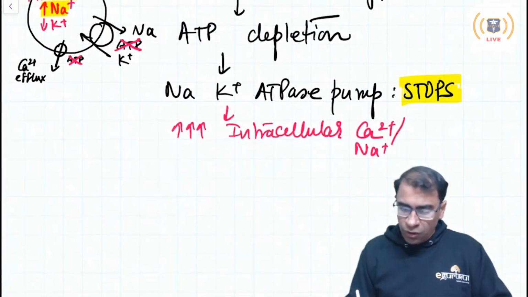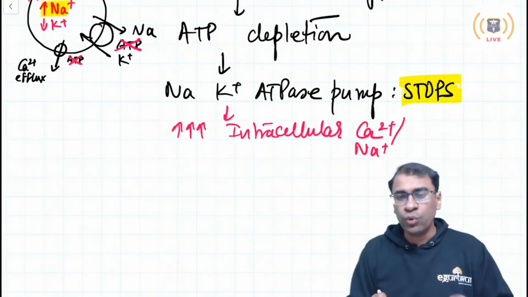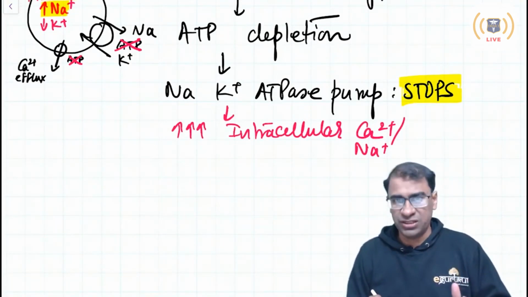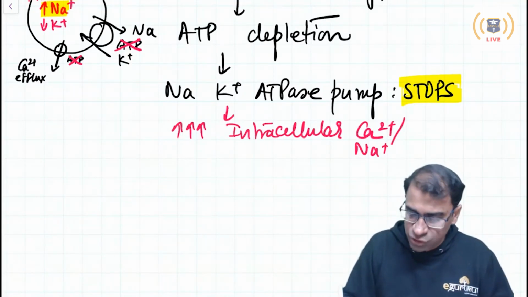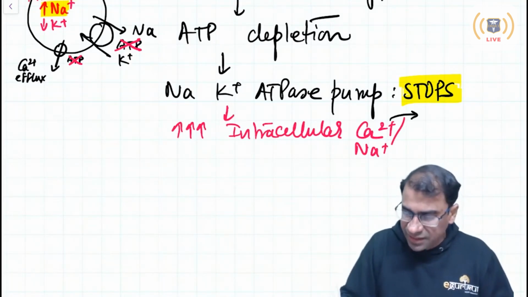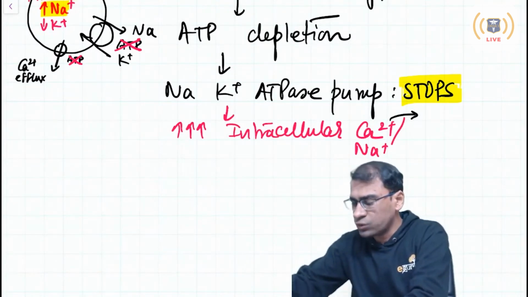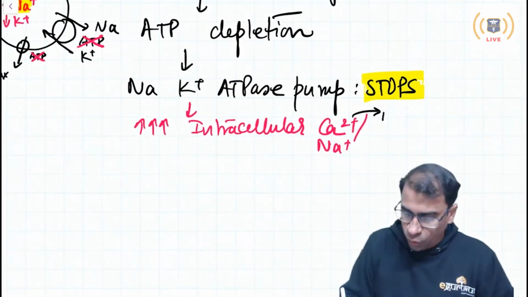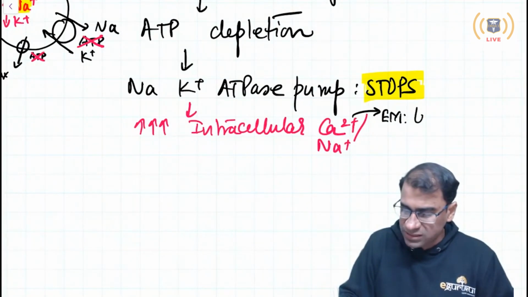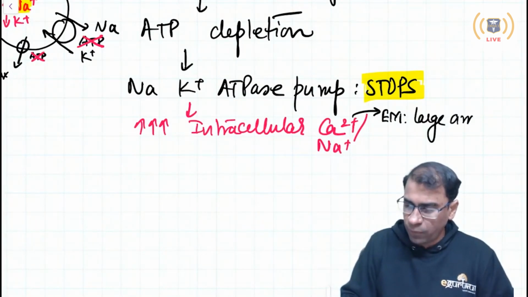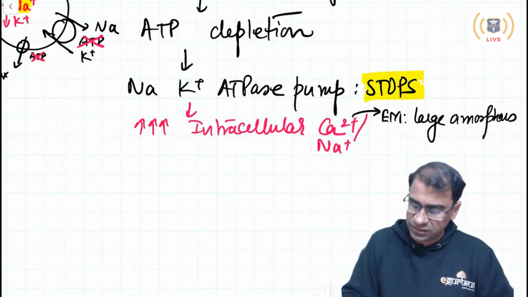Now, first of all, I told you every time there's an EM change, and the EM change occurring here is due to the increase in calcium. The increased calcium, on electron microscopy, looks like large amorphous densities.